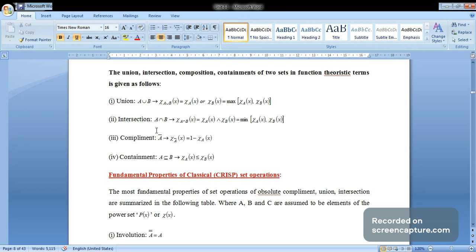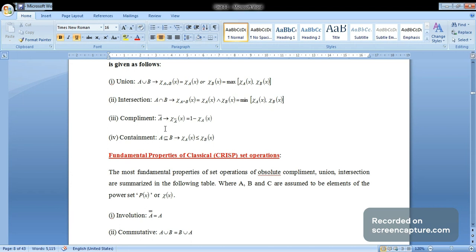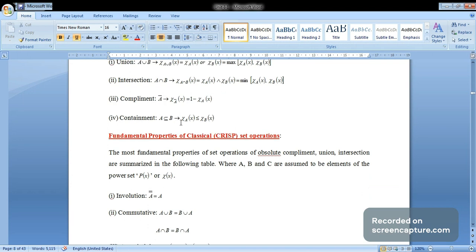Next operator is intersection. A intersection B tends to X, A intersection B of X equals XA of X meet XB of X, that is the minimum of XA of X, XB of X. Next one is complement. A complement tends to X, A bar of X equals 1 minus XA of X. Containment: A is contained in B if XA of X is less than or equal to XB of X.